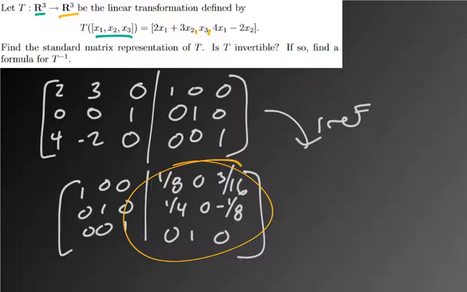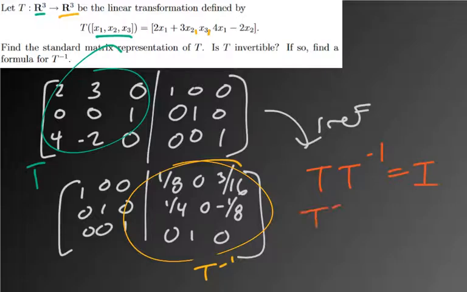So this matrix, we'll call it T inverse. And if I call this one T, and you do T times T inverse, you'll get the identity. And also if you do T inverse times T, you'll also get the identity. But that's it.